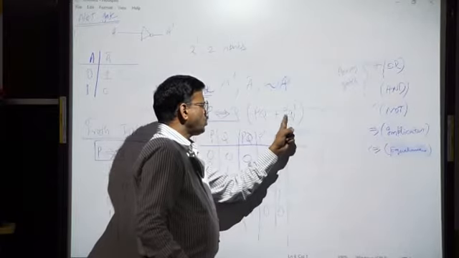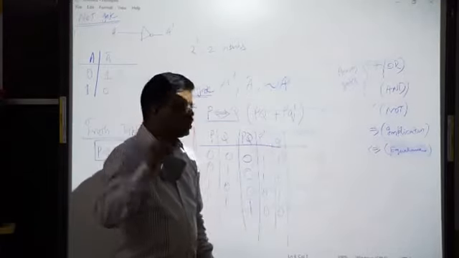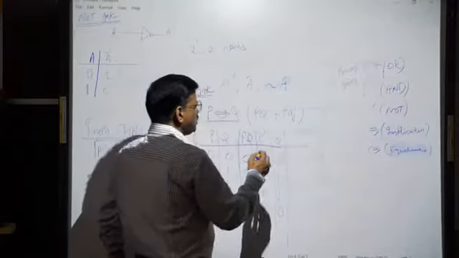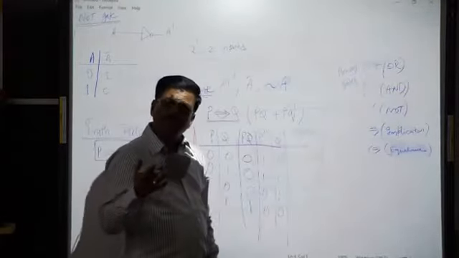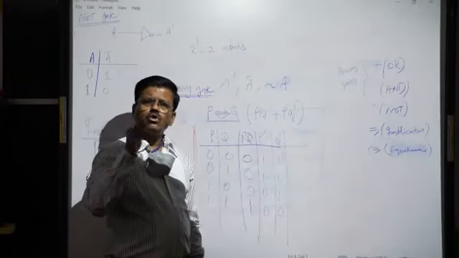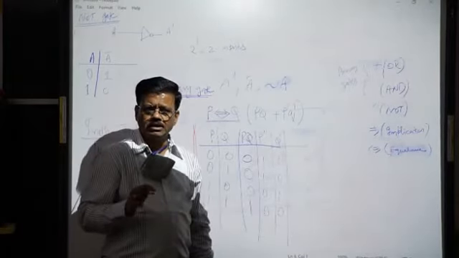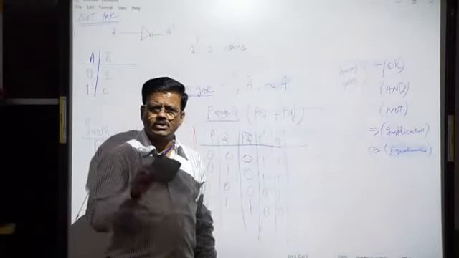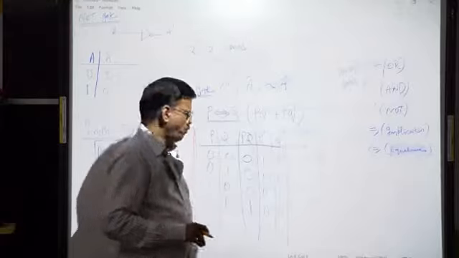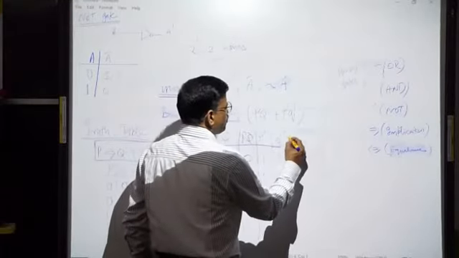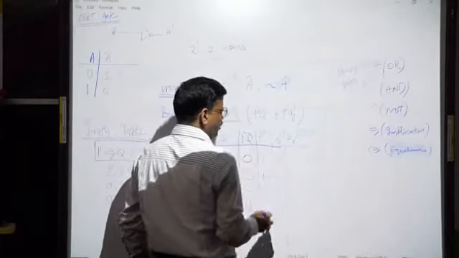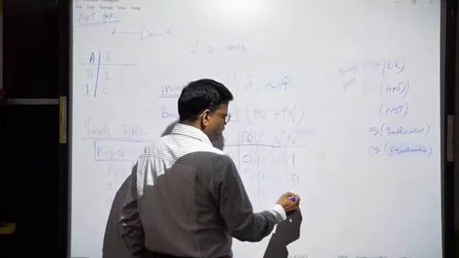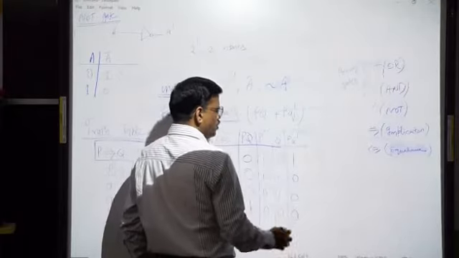P complement and Q complement are connected by a dot. Dot means AND operator. It's understood, it's implied. If we do not write any operator between variables, it is understood as dot. Dot is like multiplication in mathematics. Here I go, P complement, Q complement. 1 into 1 is 1. 1 into 0 is 0. 0 into 1 is 0. 0 into 0 is 0.